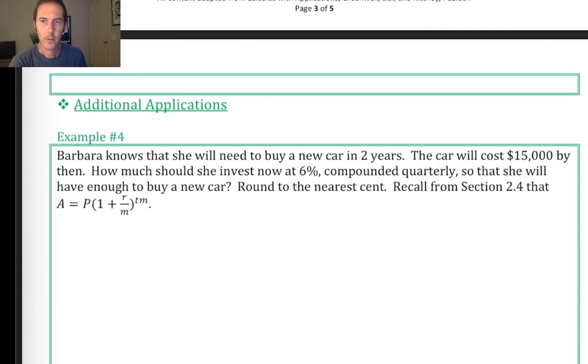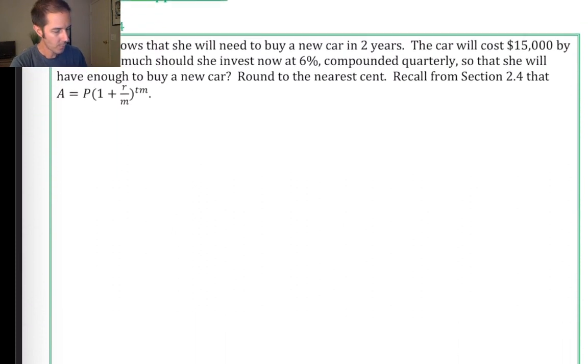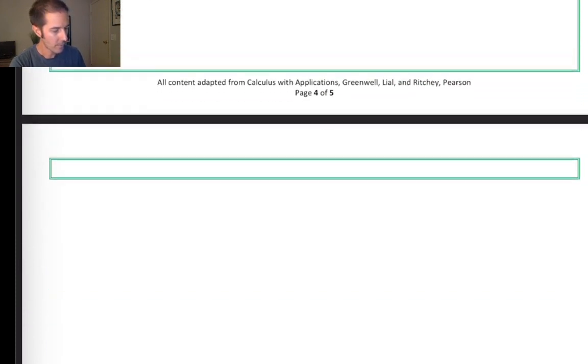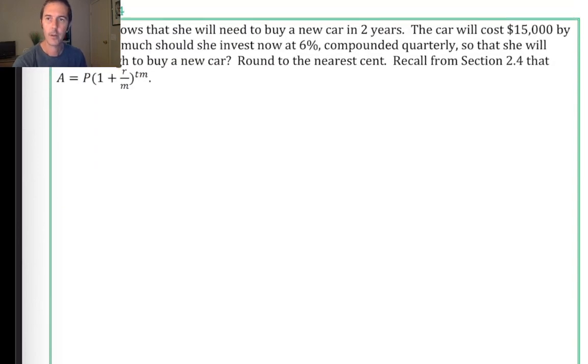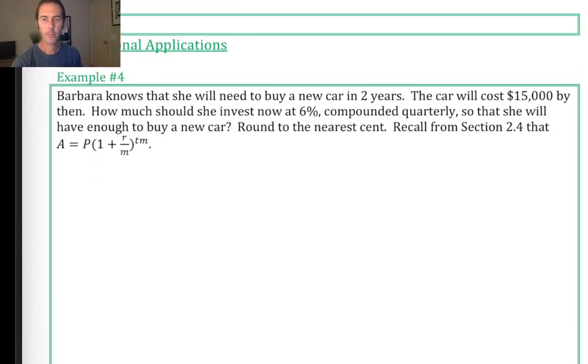Additional applications. This is page 4, and in fact, page 5 is blank, so this is our last example application problem. Let's see what we've got. Barbara knows that she will need to buy a new car in 2 years. That's a lot of forethought, Barbara. The car will cost $15,000 by then. Okay. How much should she invest now at 6% compounded quarterly so that she will have enough to buy a new car, rounded to the nearest cent?